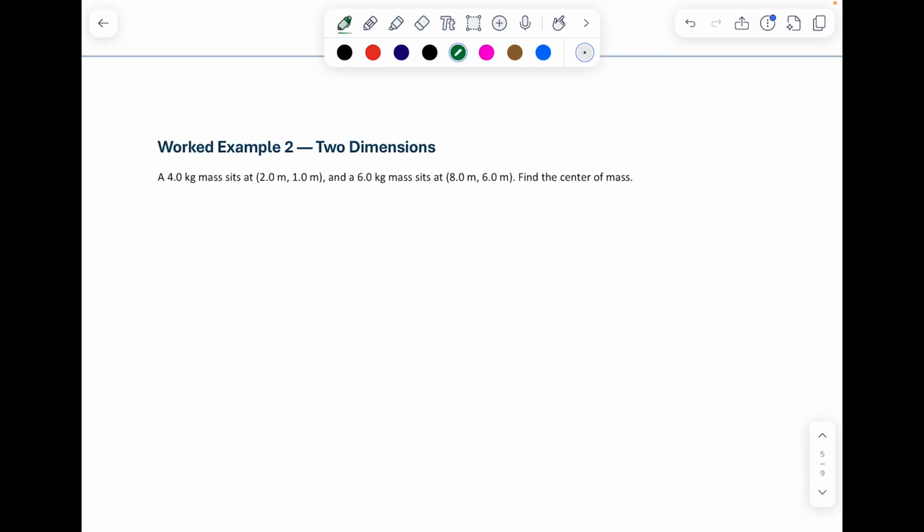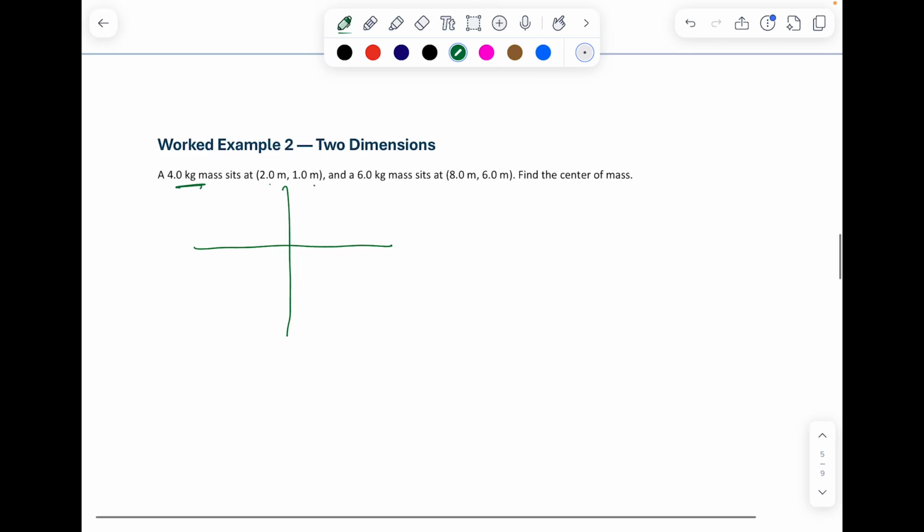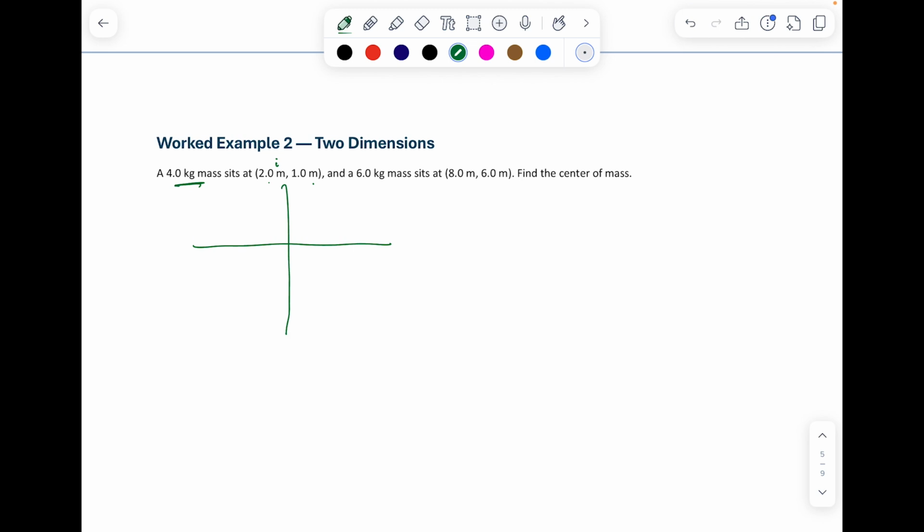So we have a different situation. Now we're going to do a coordinate plane. We've got a 4 kilogram mass at 2, 1. So this is 2i, 1j, or XY, right? So I'm going to go 1, 2, up 1. Boom. So this is 4 kilograms. And then I have a 6 kilogram mass at 8, 6.